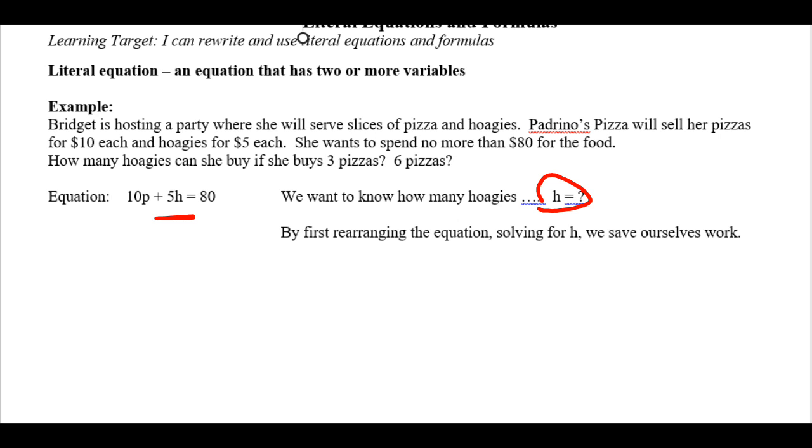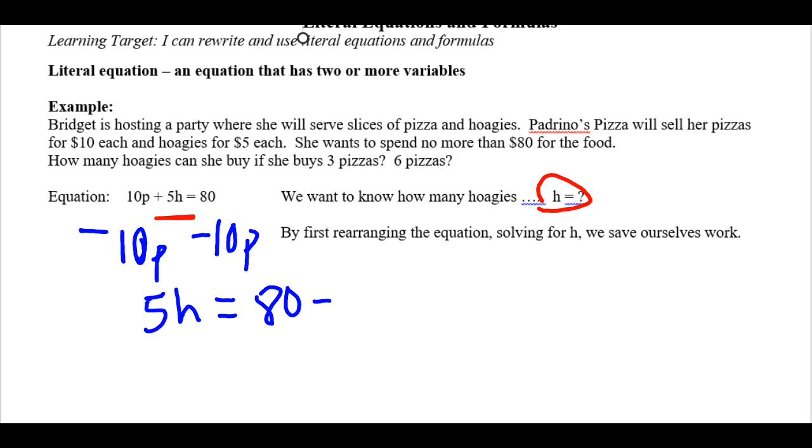So now, what operation is it doing? What's the opposite of that operation? So 10p, what's it doing to 5h? It's adding, so how do I get rid of it? I'm going to have to subtract 10p from both sides. Okay, and now what I have on the left side then is 5h. On the right side I have 80 minus 10p.